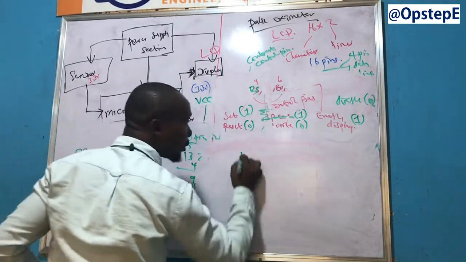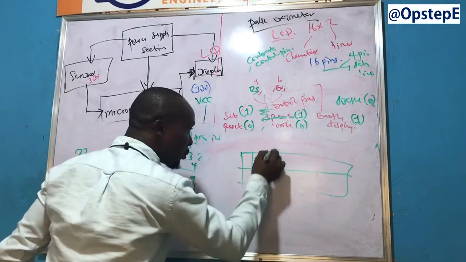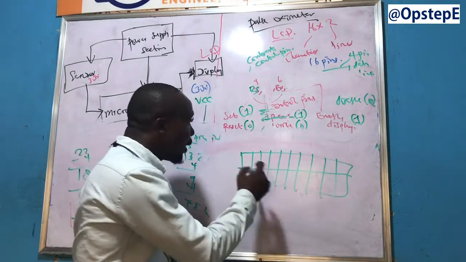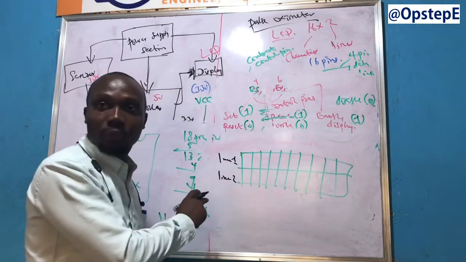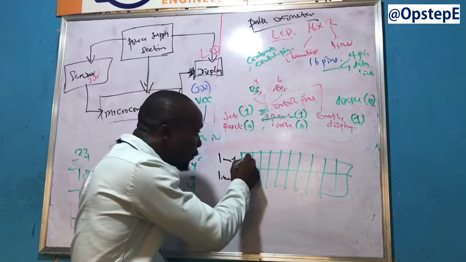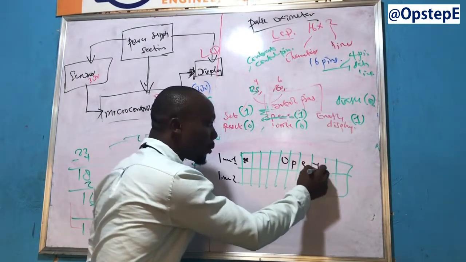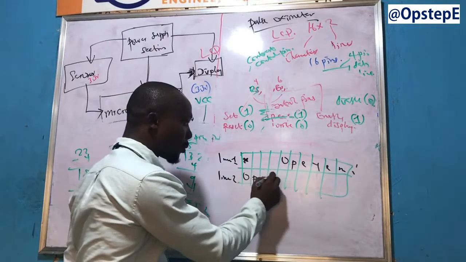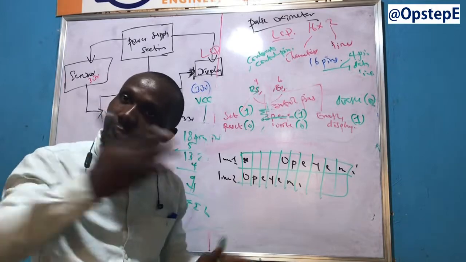This is the LCD. It has 2 lines, with 16 columns. If I need to write my name, this is line 1, this is line 2. You can start writing from this point. You can start writing from here. Do you get it? We're going to start writing from here.